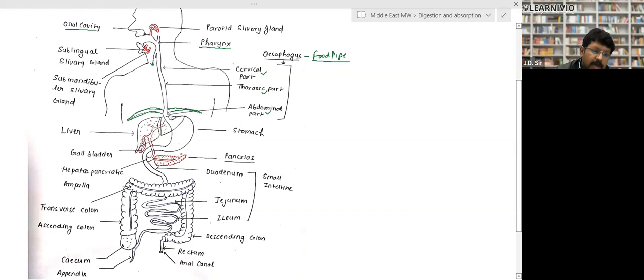This is the stomach. After the stomach, there starts the small intestine. A small intestine has certain parts. From here, the small intestine starts. The small intestine is further divided into many parts, right? The first part is duodenum, then jejunum, then ileum. Look, this is the duodenum part. This upper part of the small intestine is called duodenum. In the duodenum part, there is a common opening of two glands that is called hepatopancreatic ampulla. Hepatopancreatic ampulla is a common opening of liver and pancreas.